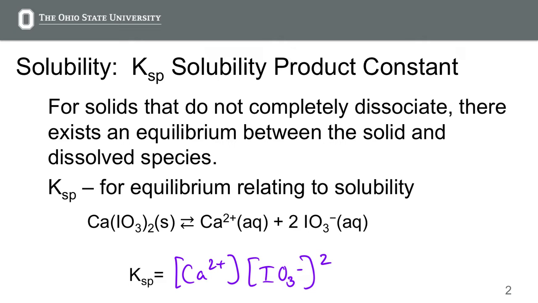Nothing new here really. The only new thing is that we have a solid on the reactant side. We don't include solids in our equilibrium. We saw that before. Squaring by stoichiometric coefficients for the powers, we saw that before. We're going to mostly be seeing solids on the reactant side at this point. So hopefully writing these KSPs is going to be second nature to you at this point.